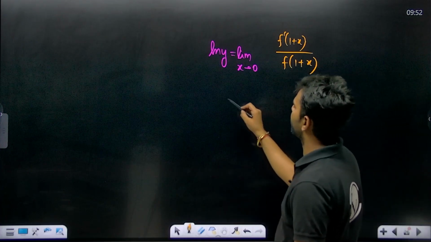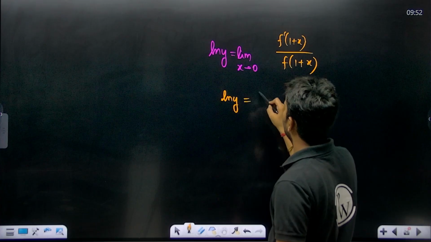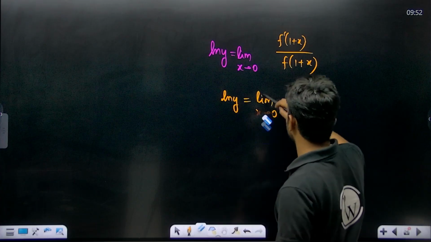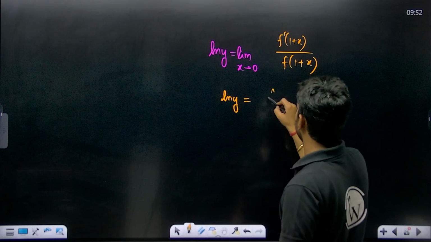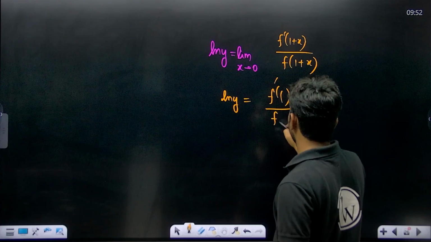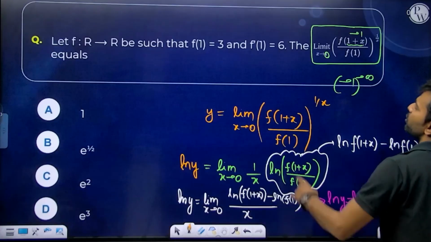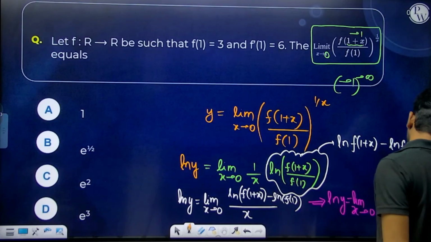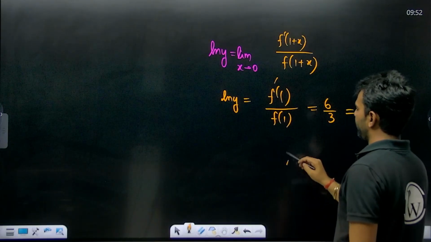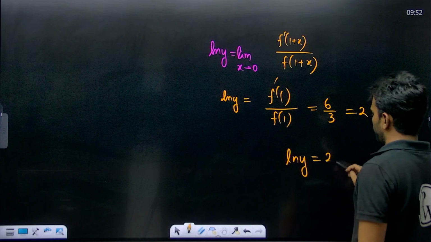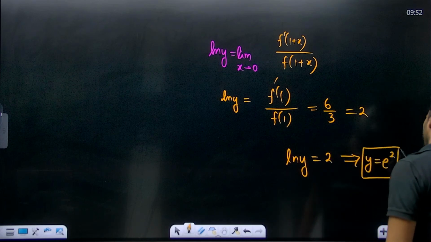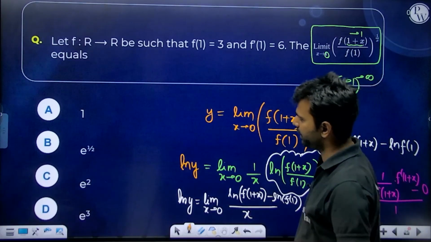So this can be further written as ln y equals limit x tending to 0, or we can remove this limit because we can write this as f dash of 1 upon f of 1. Now the value of f dash of 1 was given as 6 and the value of f of 1 was given as 3. So this is 6 upon 3, that is equal to 2. So the value of ln y is equal to 2, meaning y equals e to the power 2. So the limit is coming out to be e to the power 2.